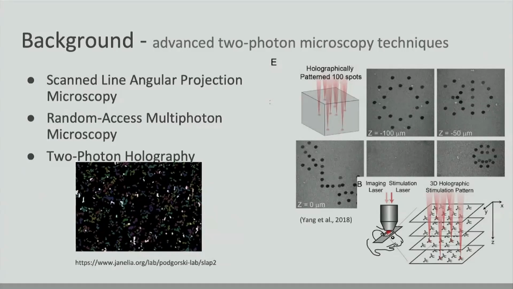So for example, in holography, you can shape the wavefront of your laser and then use beamlets to only excite areas of interest in a volume that are predetermined. Or with scan-line angular projection microscopy, you can have predetermined regions of interest, which you then scan a laser beam across, as opposed to a point, and then you can get the fluorescent changes of those regions of interest very, very quickly.